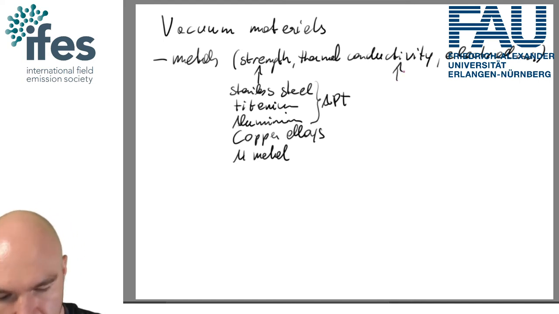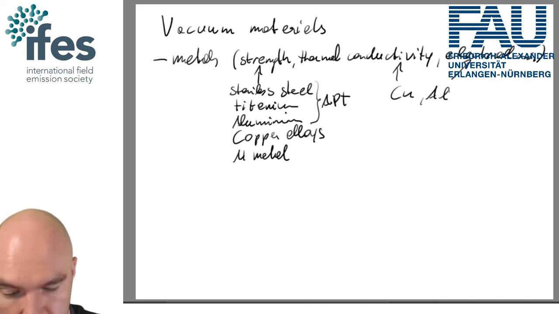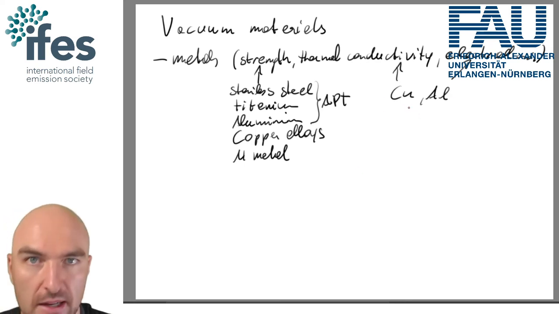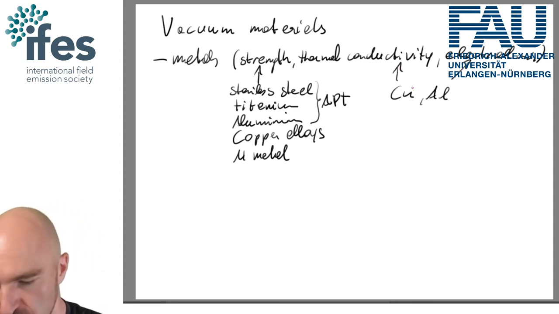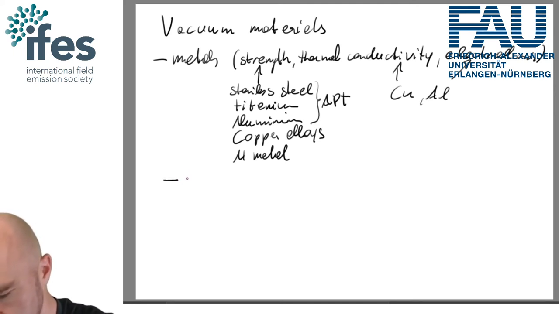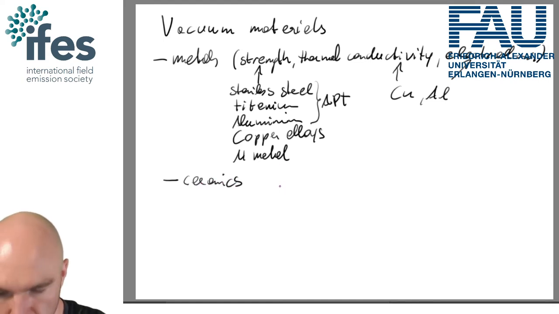Then we have things where we have thermal or electrical conductivity, and that's essentially the same things we're using here. And here we use copper alloys. Various copper alloys, we use aluminium alloys, and which ones we'll get to in detail at a later point in the lecture when we go to temperature measurements, conductivities, and so on. Then we have ceramics. And ceramics we use for thermal conductivity.